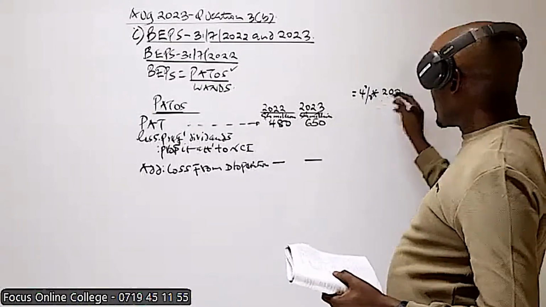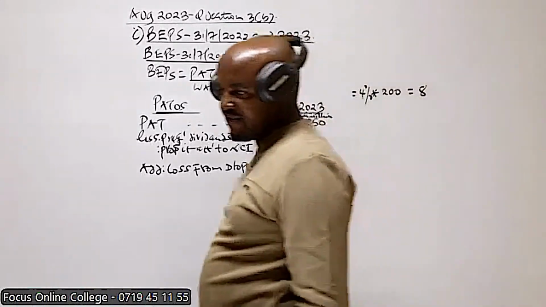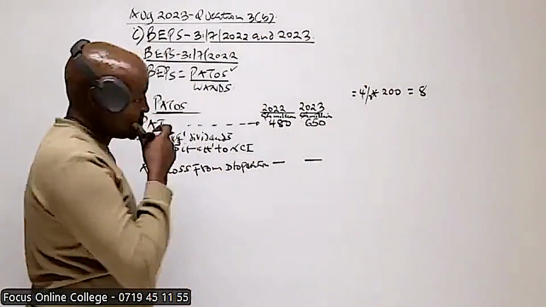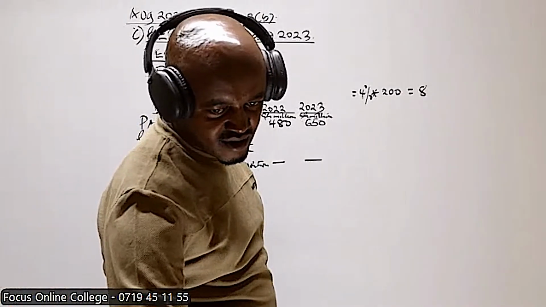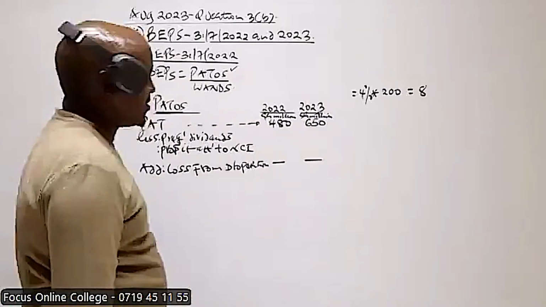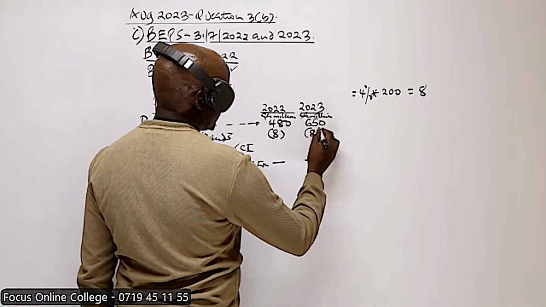Preference share capital is 200. And basically, this will give us what? 4% of 200 gives us 8 million. Yes, so that one is 8 million. And basically, that remains the same for 2 years.